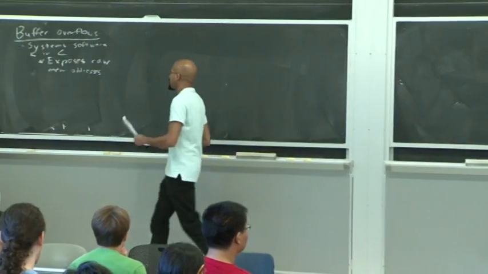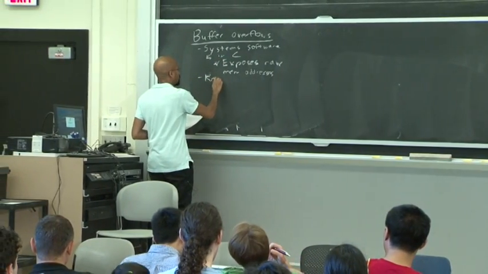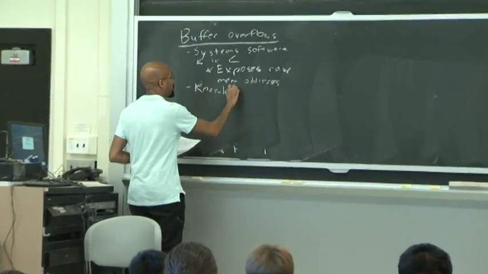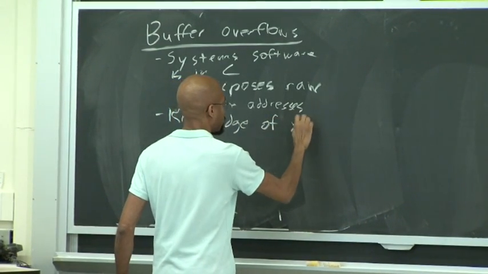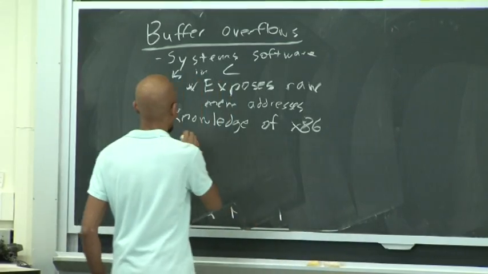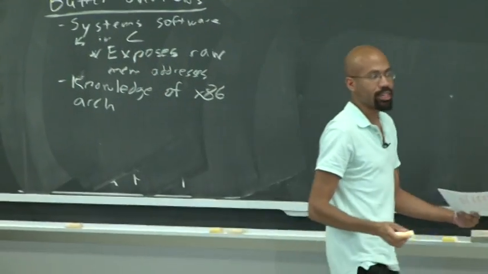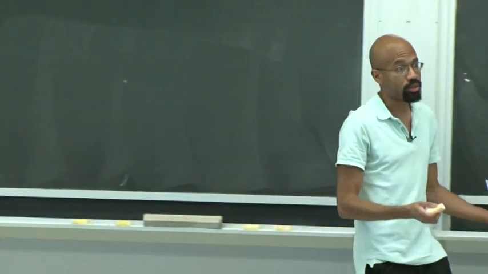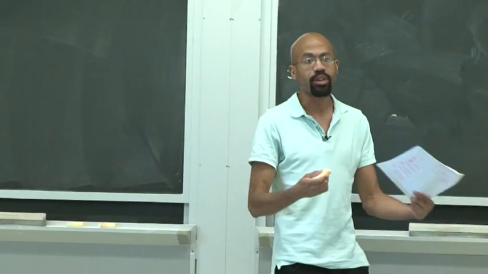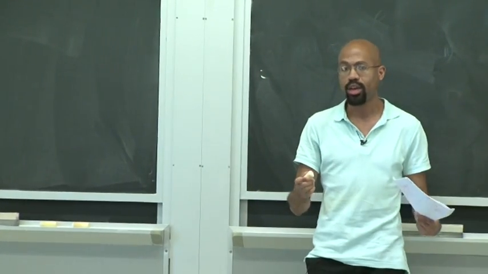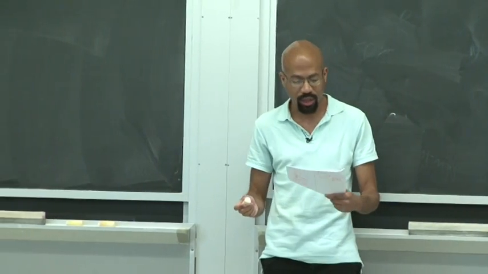And so these attacks also leverage knowledge of the x86 architecture. By knowledge of that architecture, I mean things like what's the direction that the stack grows? What are the calling conventions for functions? When you invoke a C function, what is the stack going to look like? When you allocate an object on the heap, what are those heap allocation structures going to look like?